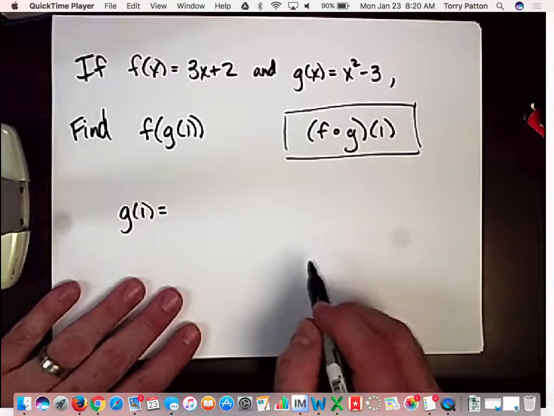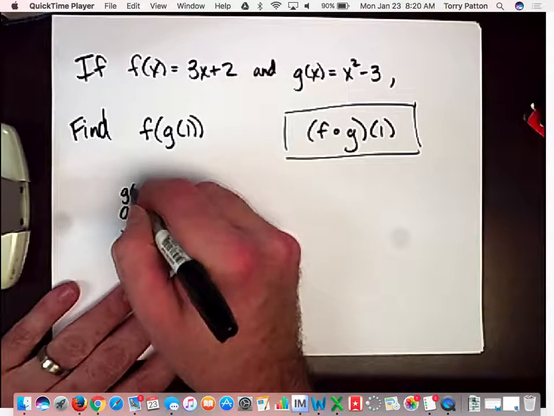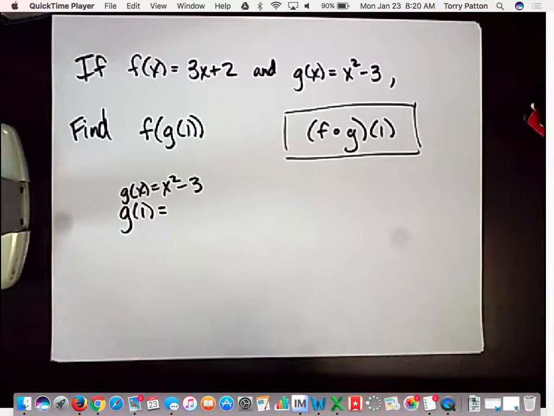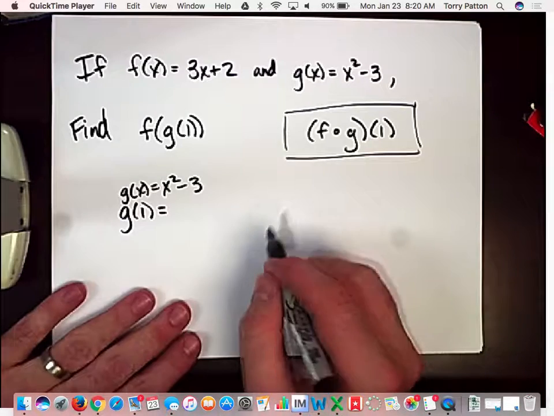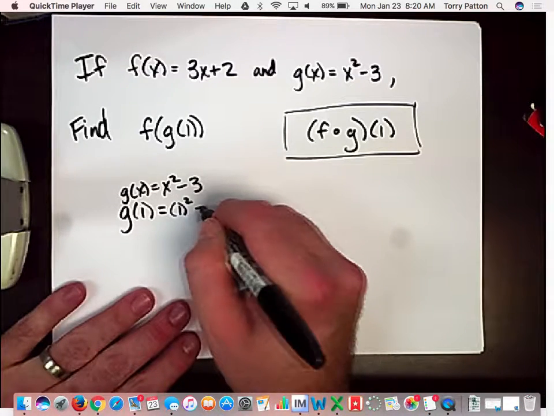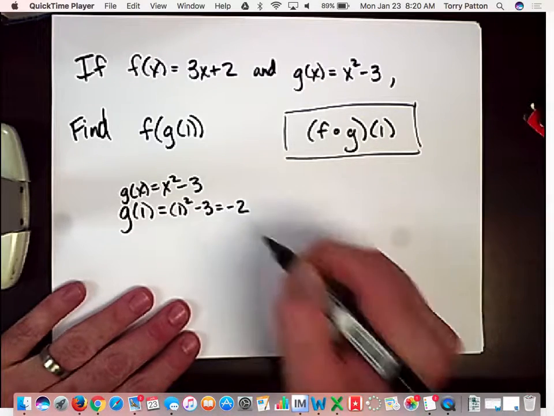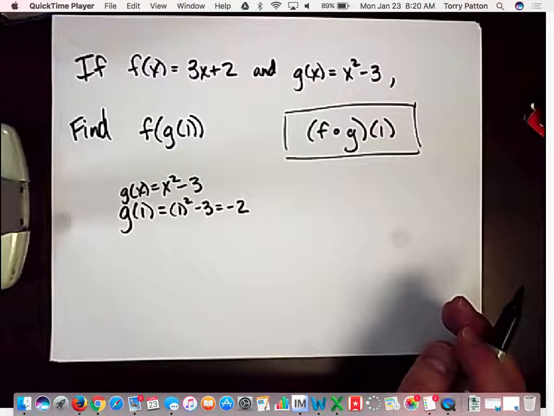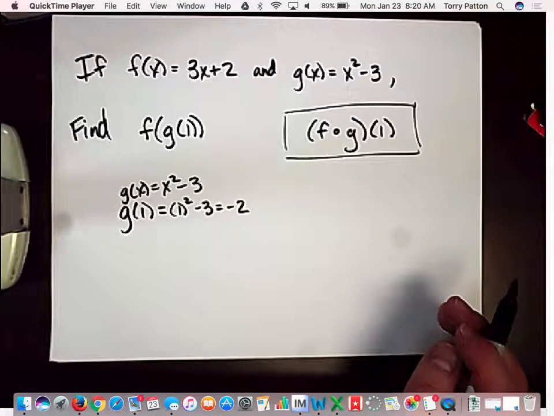So the first thing we're going to do is find g of 1. Well, g of x is x squared minus 3. So g of anything is anything squared minus 3. So what would g of 1 be? 1 squared minus 3, which is negative 2. So what this says is when 1 is the input into g, the output is negative 2.